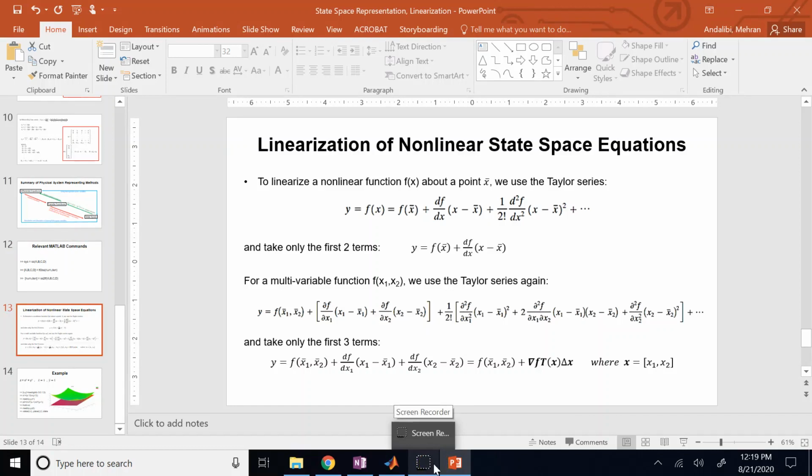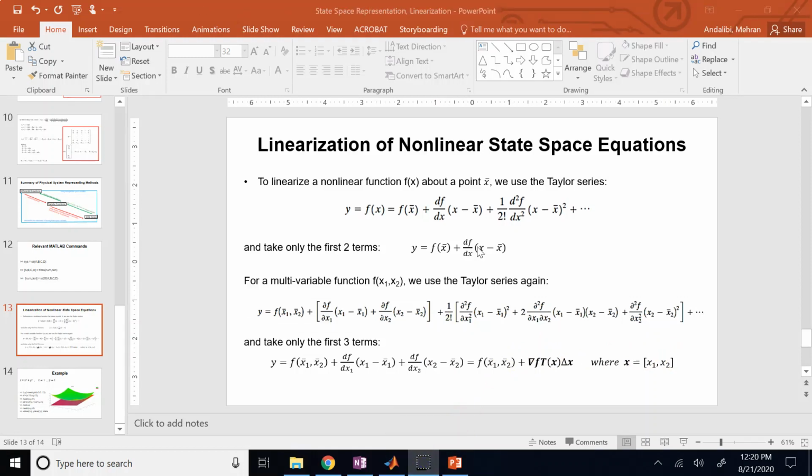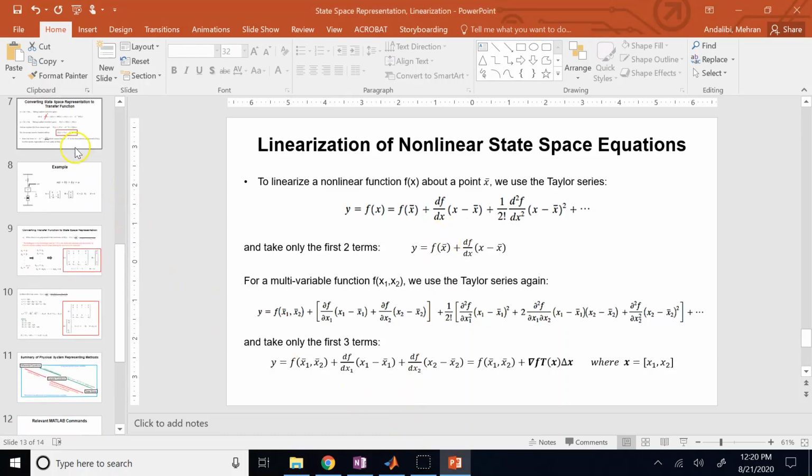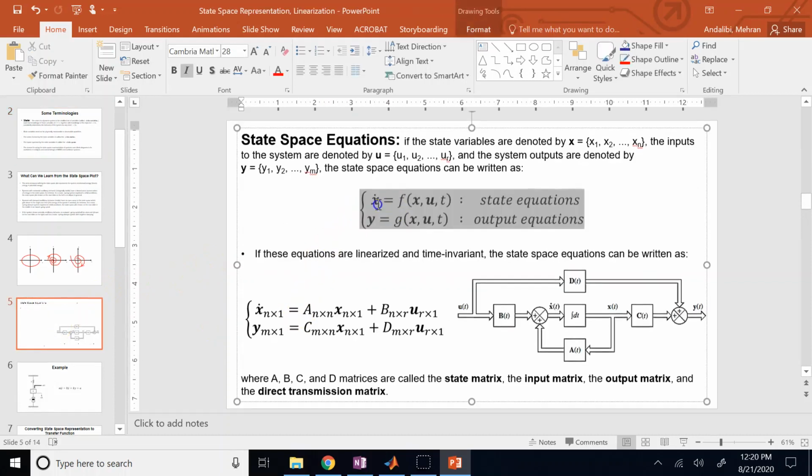Let me just go very fast through this part here and finish up this whole thing. Remember that when you do the state space method, you can write it even for nonlinear functions, right? So f and g are in general nonlinear functions.